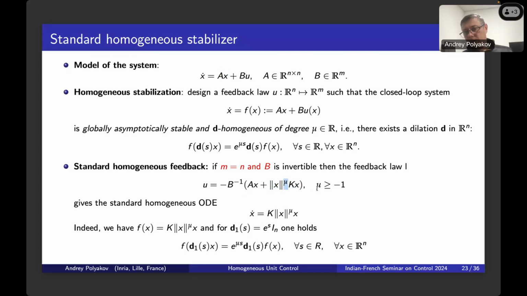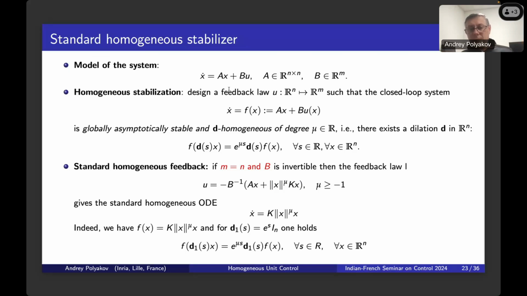I recall that mu equals -1 is the classical sliding mode controller case. We will have just x divided by norm x, and we will have a unit control. This means that for design of the unit control in the classical context, which is based on standard homogeneity, we must completely reject this matrix AX during the design.